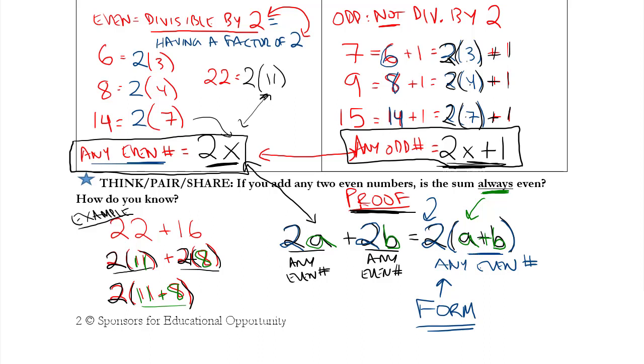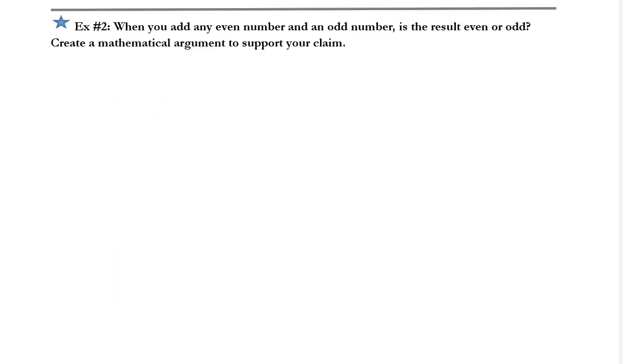Great, let's keep going. All right, we just have one more problem today. So example number 2. When you add any even number and an odd number, is the result even or odd? And so we can definitely try an example. We'll try an example to say, do we think it's even or odd, right? We can use examples to say, well, I think this is the answer. I think this makes sense.